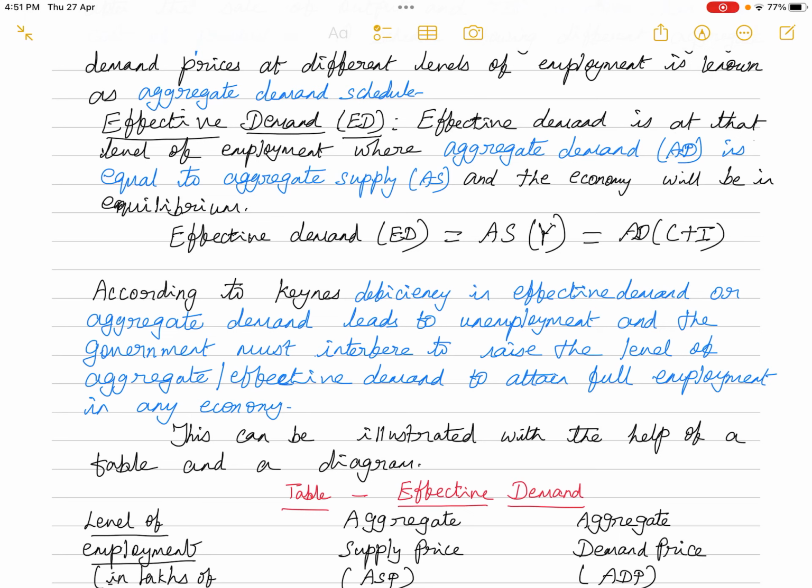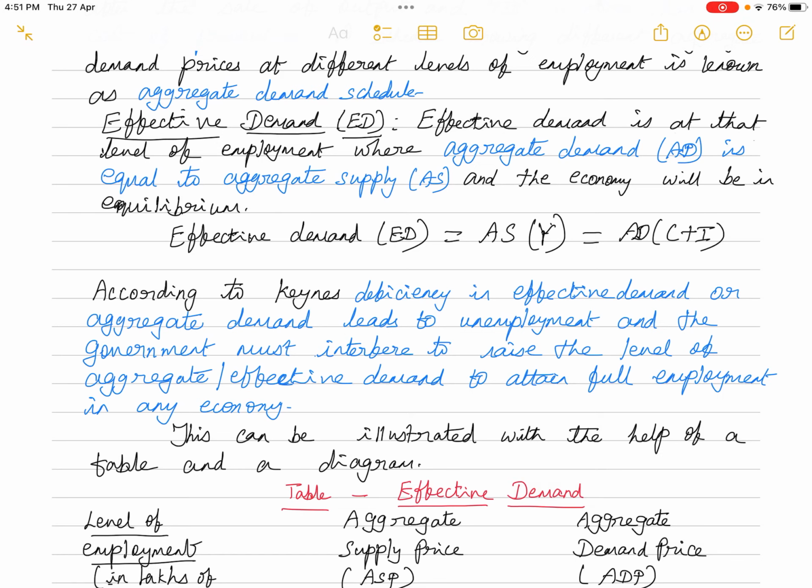Now, just because the country has reached the effective demand, that doesn't mean the country is in a full employment situation. Even when the country is in unemployment, the economy can be in equilibrium. That's what Keynes said. It is not necessary that because effective demand is there, the country will be in full employment. Even though the country reached the effective demand or equilibrium position, it can still be in an unemployment situation. So in order to increase the level of employment, the effective demand should increase. That's why a deficiency in effective demand leads to unemployment.